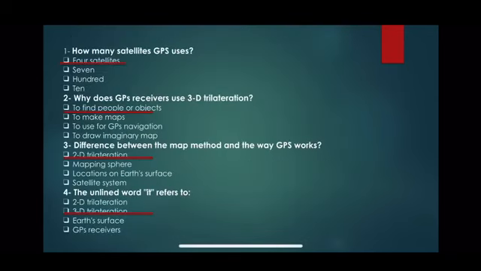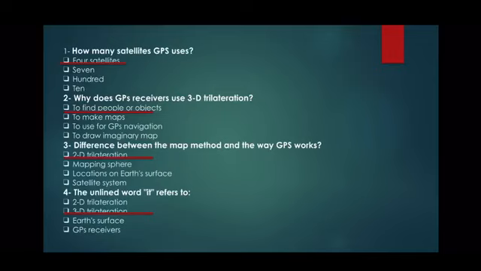Here you have the first question, which is how many satellites GPS uses. Actually, GPS uses 4 satellites, and it is written in the paragraph, in the previous text you have. So GPS uses 4 satellites. Why do GPS receivers use 3D trilateration? GPS uses 3D trilateration to find people or objects, and it is also written in the first paragraph.